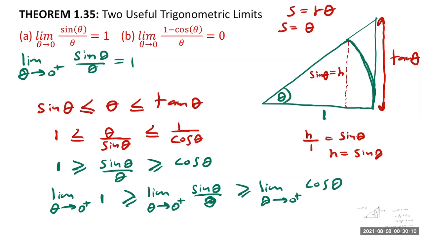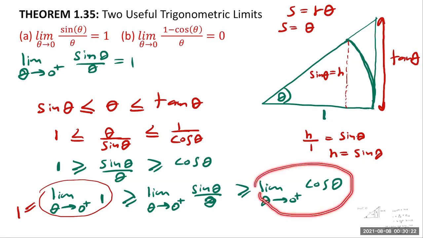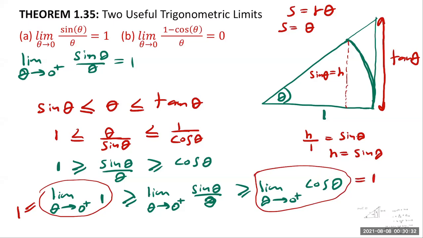Okay. Notice that this limit is equal to 1, right? Because it's a constant. The limit of a constant is that constant itself, which is 1. What happens to this one? As theta approaches 0 from the positive side, cosine theta also approaches 1, right? Because cosine 0 is 1. So that is 1. As you can see, now we can apply the squeeze theorem.